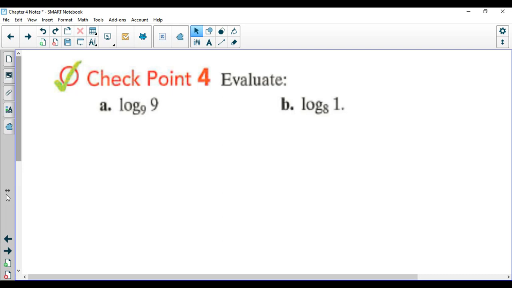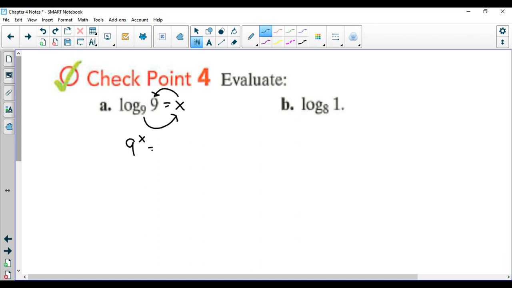Pick up with checkpoint 4. So kind of just finishing up, it says evaluate. We're going to evaluate these, so it's a lot like what we just did. Alright, so we're going to put this equal to x, and then when we do our circle or Bay method, we have 9 to the x equals 9. Remember, this is really 9 to the first, so there's no exponent there, so x equals 1.